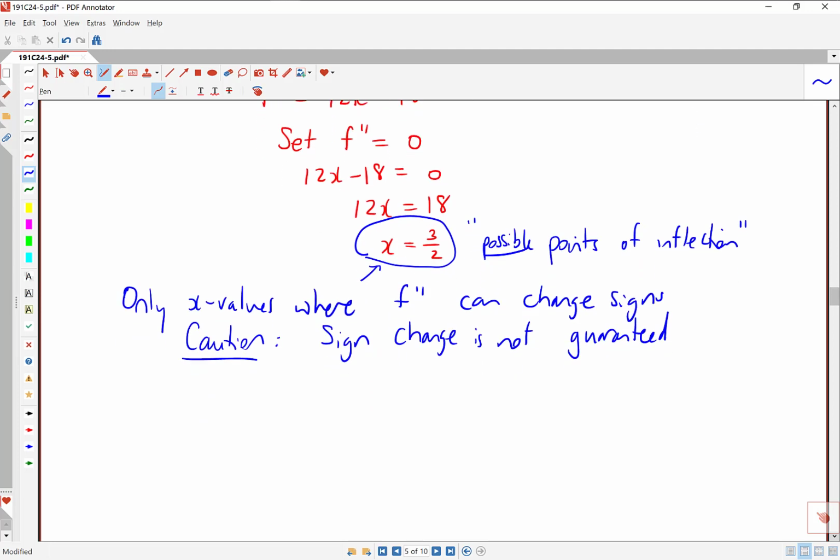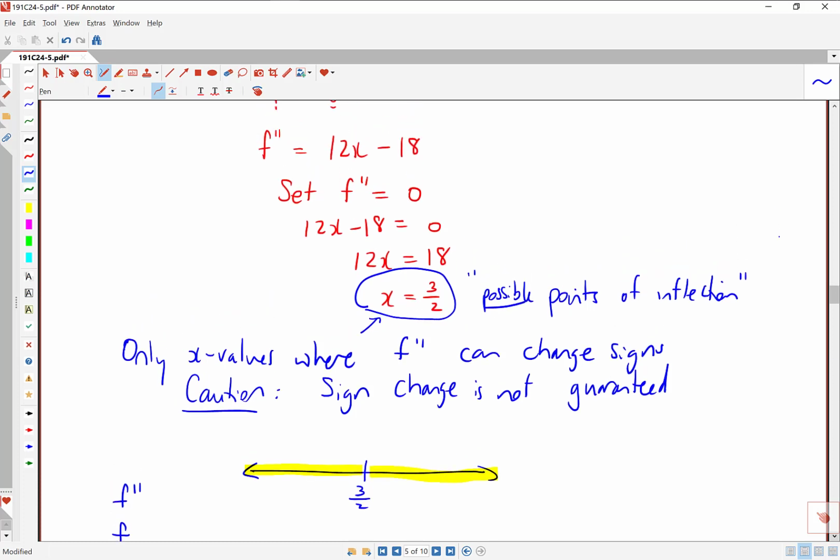So we're going to make a table of values. We're going to draw our number line. And in this case, there's only one x value to put on here. So we'll just say this is 3/2. What we want to investigate is the sign of f double prime in these different intervals. If you've got one x value on your list, that divides your number line into 2 different intervals that we're going to investigate. We're going to figure out what's going on with f double prime, and then we can draw a conclusion about our function f.